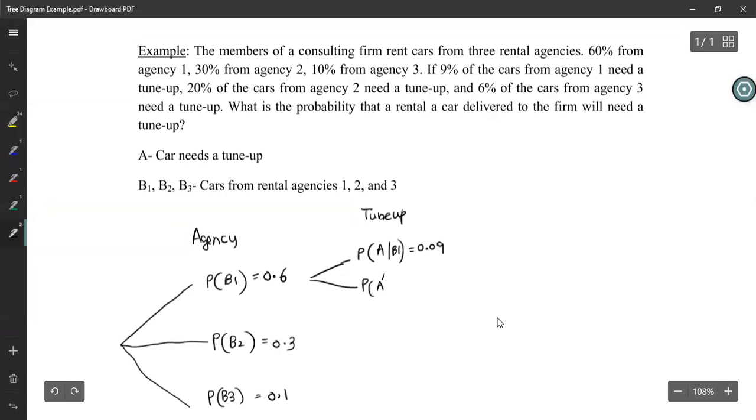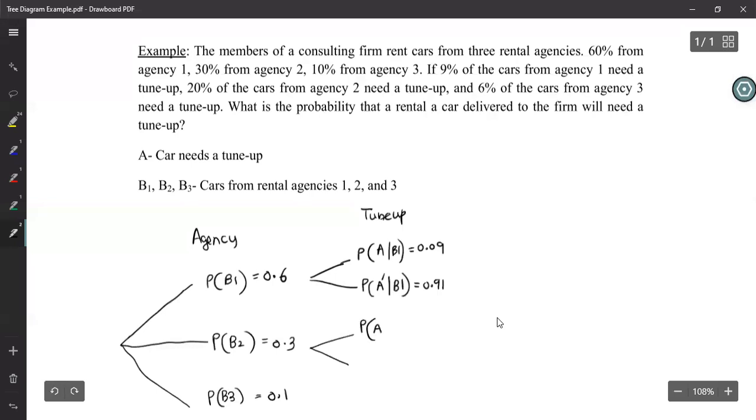So what is the other branch? No need to tune up. So A prime, or not A, if it is from agency 1. What is its probability? 1 minus 0.09 is 0.91. So altogether you get the total probability 1. Now let's fill the rest.